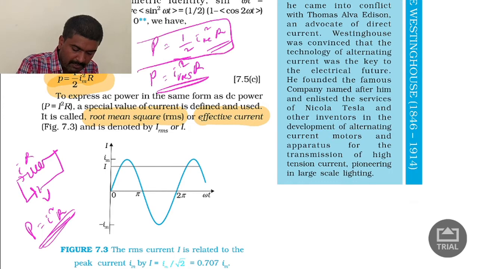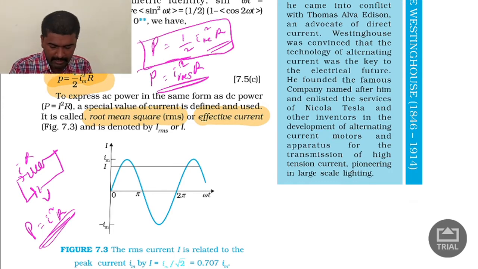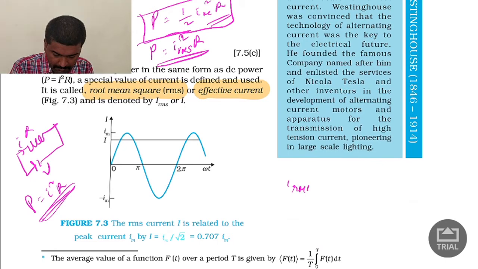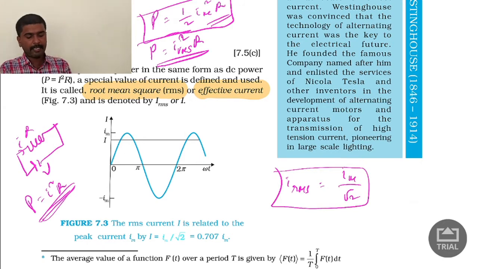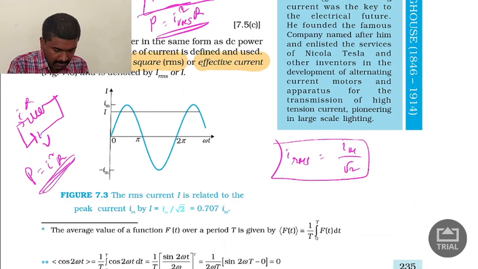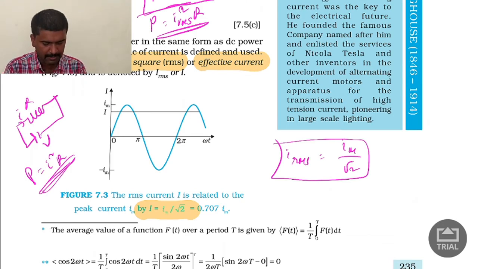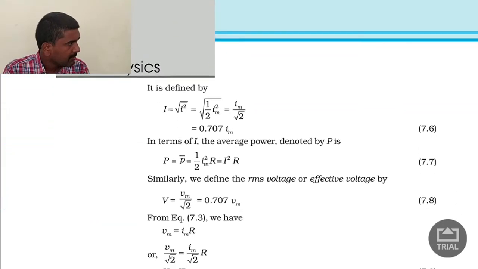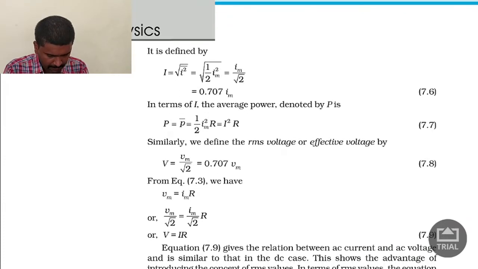If you compare these two equations, you can write IRMS as Im by root 2. So IRMS equals I maximum by root 2. You can call it IRMS, or even effective current.